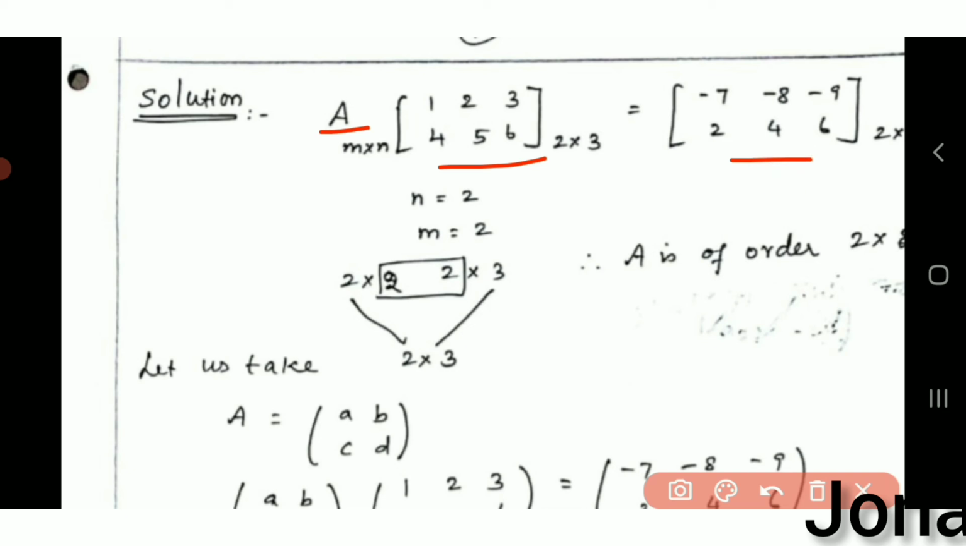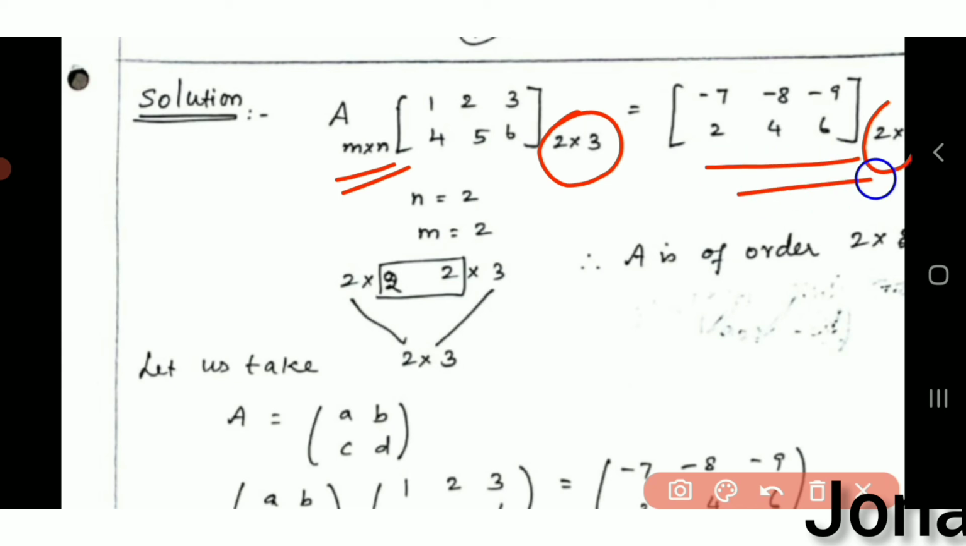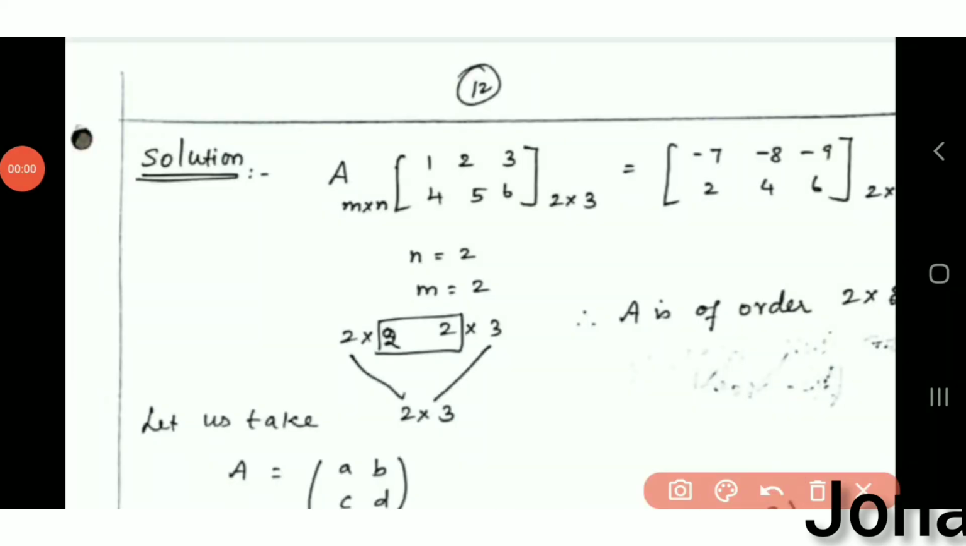So here this matrix is of the form 2 by 3. Here this matrix is also of the form 2 by 3. So here in the first one we want to find M and N. Then only we can get the answer like this, 2 by 3. This M by N, how can we get this? Here it is 2 into 3.